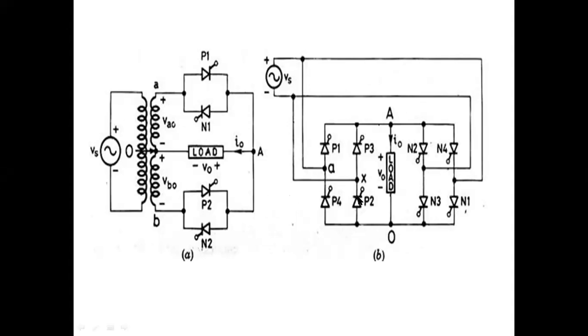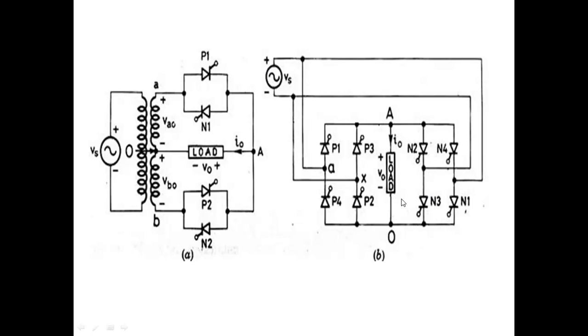Now P1, P2 are reverse biased. P3, P4 are forward biased. Similarly, here N3, N4 are forward biased. If this polarity is changed, automatically P3, P4 are forward biased and N3, N4 are forward biased. Now current flows through P3, P4, and the current direction in the load is downward, like this.